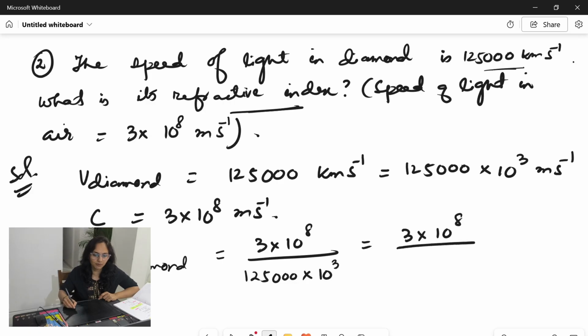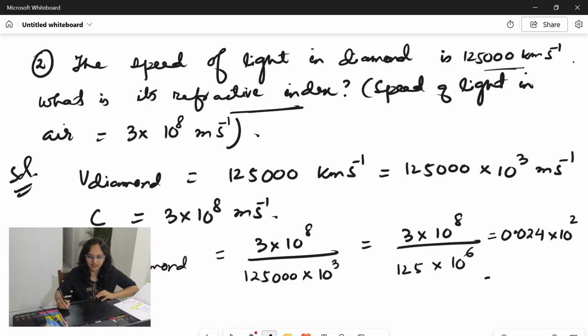which means if you solve it, you will get 3 into 10 raised to the power 8 upon 125 into 10 to the power 6, and if you do 3 upon 125, you will get 0.024 into 10 to the power 2. Just solve it and you will get 2.4, which means we are getting refractive index of diamond as 2.4. So this was also a very simple question where speed of light in air is given, speed of light in diamond is given, and we just have to calculate the refractive index.